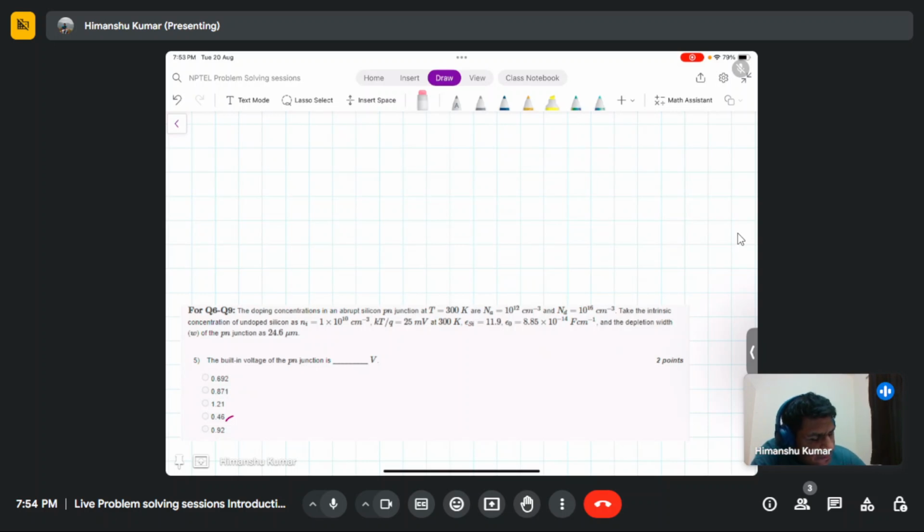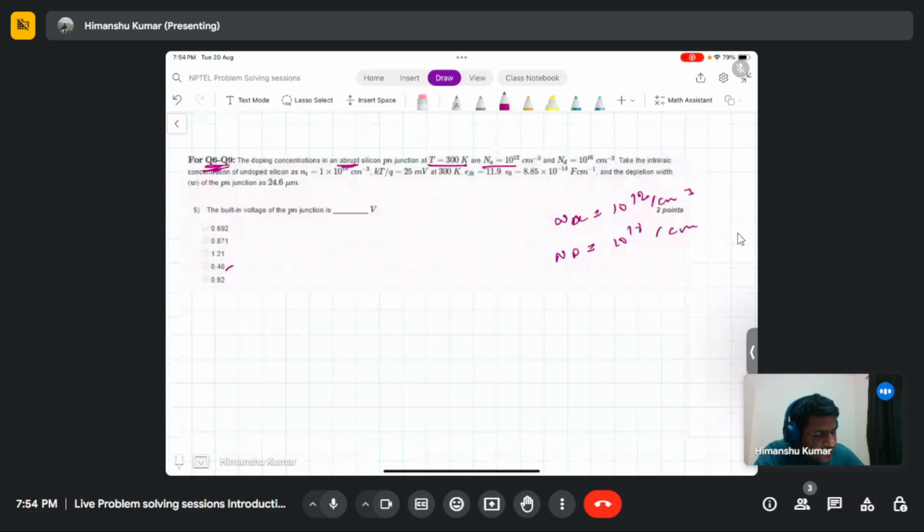Na is acceptor type, Na is 10 power 12 per centimeter cube, and Nd is 10 power 16 per centimeter cube. So the order of difference between Na and Nd is 4 orders. A 4 order difference means this may be an n plus p kind of junction. Take the intrinsic carrier concentration of undoped silicon as Ni, Kt by Q is 25 milli-electron volt, epsilon Si, and others.